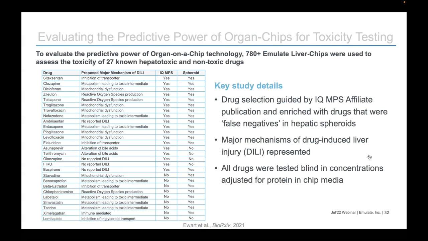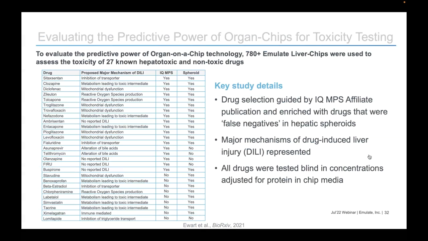We didn't just cherry pick these drugs. The selection was guided by the IQ-MPS affiliate. This is a consortia group of pharmaceutical companies that are interested in standardizing and developing microphysiological systems, MPS systems. So they came up with a list of drugs that they said, if your system can accurately identify toxic and non-toxic drugs out of this list, they consider it a good system to be able to move forward for use.